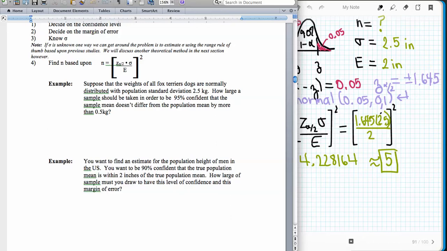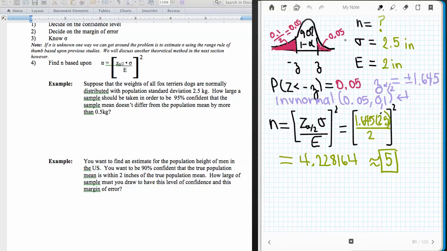Now that didn't come just out of thin air. I had examples using that standard deviation earlier. So 2.5 was the value we had used in the past, and that's where that came from. The E was 2 because we wanted to be within 2 inches of the true population mean. And then our confidence level was to be 90%.